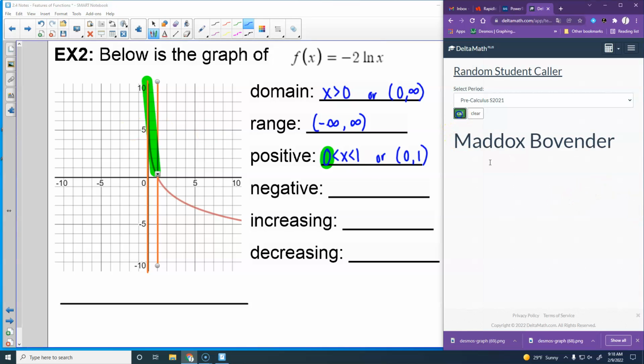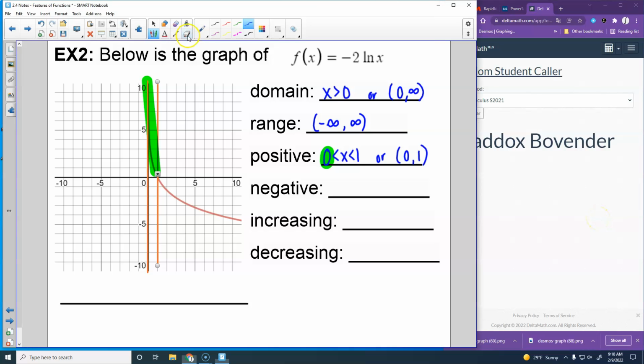All right, let's see who gets negative. Maddox, it likes you today. Yes, very good. So we'll have x is greater than 1, or with interval notation, 1 to infinity. And I'm just giving you both interval and inequality notation here, because you don't have to give both. You just need to know both, right? So you might see these a lot of times where they're multiple choice, and it might be given either way, so you need to know both of them.